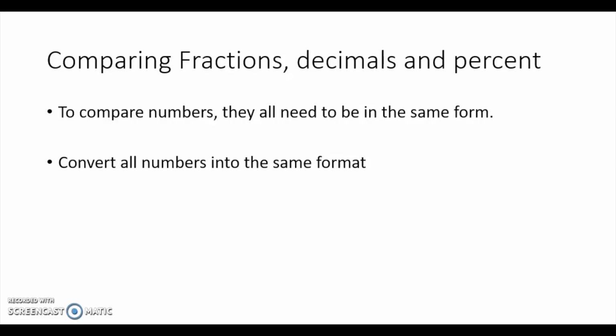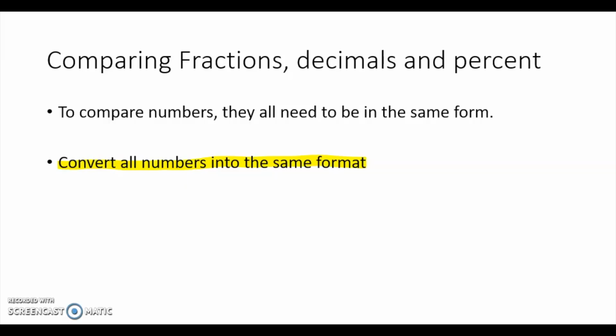Hi students, we're going to continue looking at fractions, decimals, and percents, and today we're going to be looking at numbers that are in two different forms. So one of the numbers might be a fraction and the other number is a percent, and we're going to compare and order them. And in order for us to do that, we need all of the numbers to be in the same format. So meaning we either want them all to be fractions, or we want them all to be decimals, or we want them all to be percents.